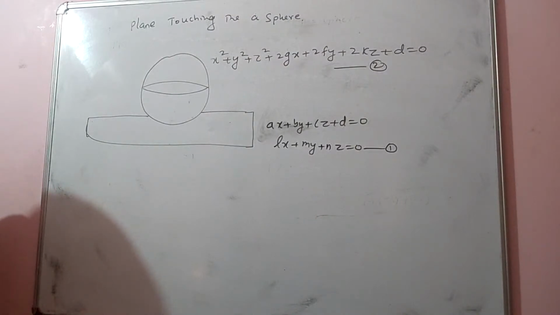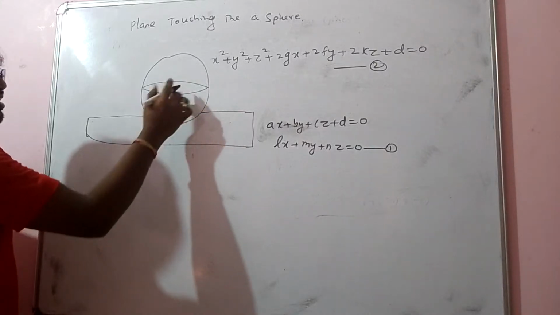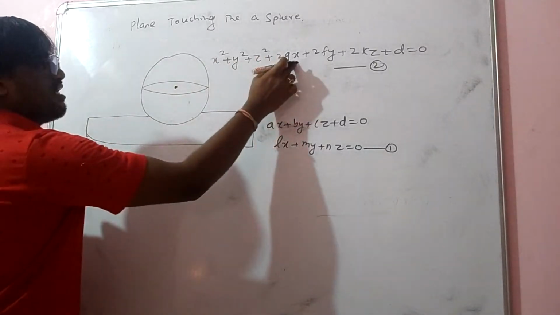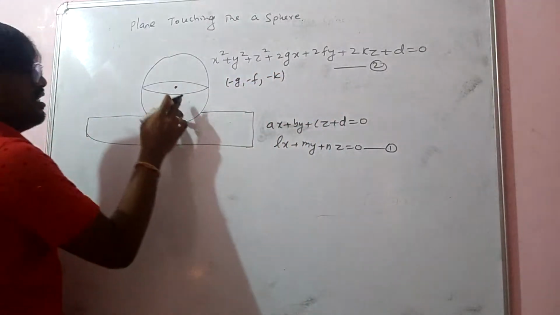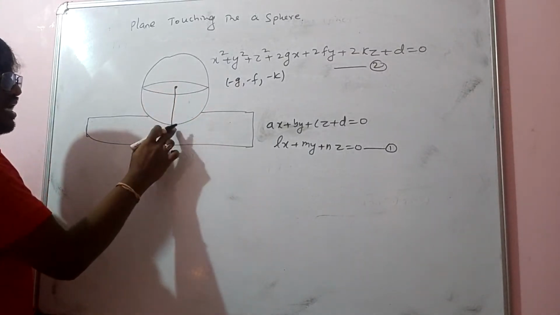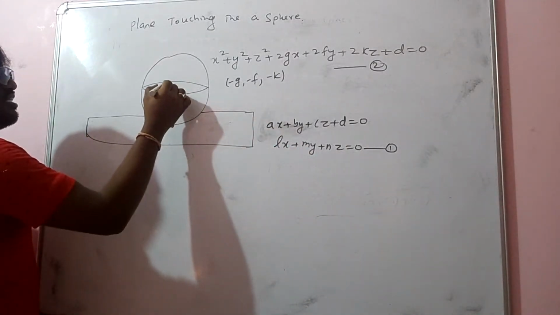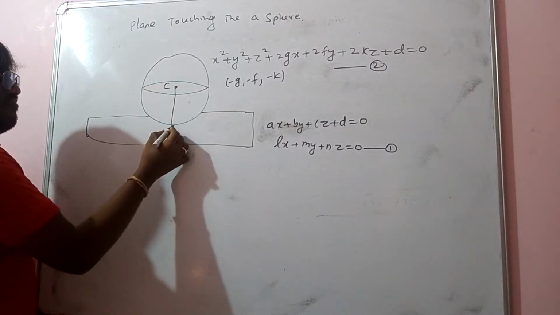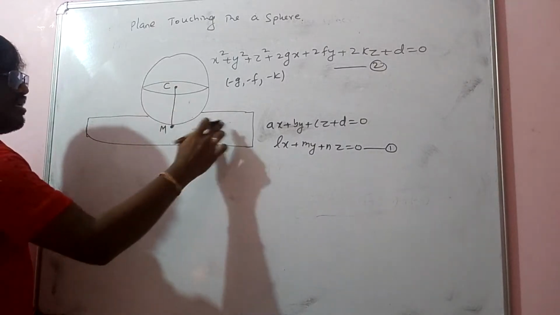At this time, you can find the perpendicular distance from the center. This is the center of the sphere. What is the center of the sphere here? Minus g comma minus f comma minus k. From this center, I can find the perpendicular distance on the plane by using the formula. This is the center of the sphere, and this is the foot of the perpendicular on the plane.